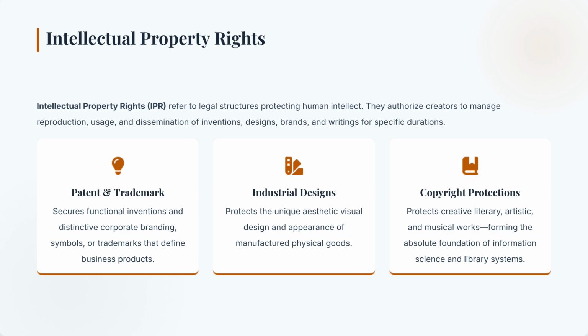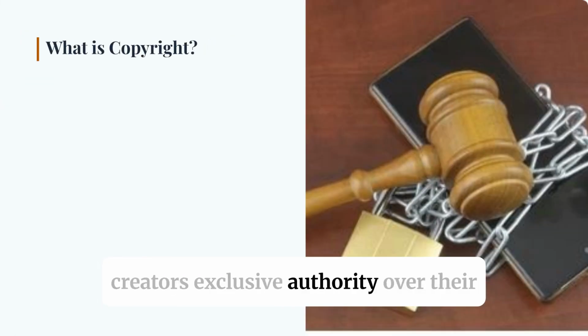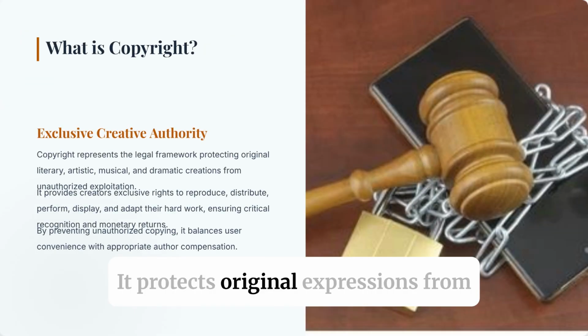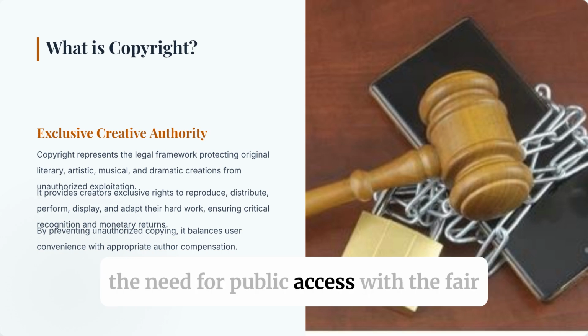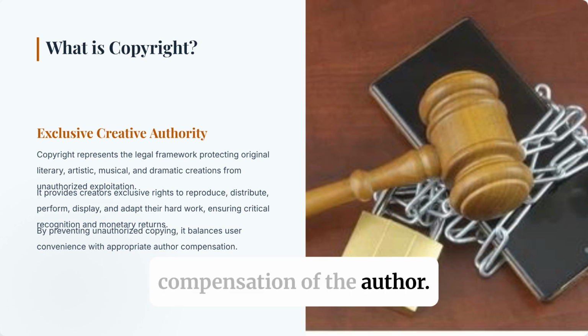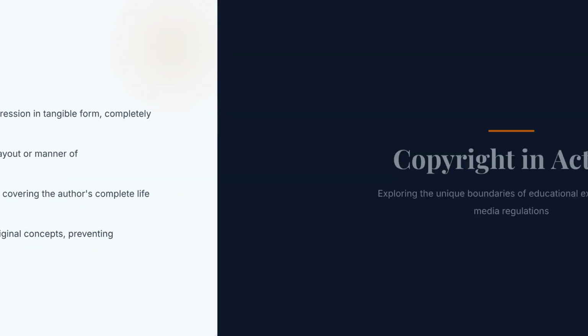Intellectual property rights encompass several legal structures. These include patents and trademarks for inventions and brands, industrial designs for manufactured goods, and copyright protections for artistic, literary, and musical works. Copyright is the framework that grants creators exclusive authority over their work. It protects original expressions from unauthorized exploitation while balancing the need for public access with the fair compensation of the author. Key features of copyright include automatic protection upon creation, a focus on tangible expression rather than just ideas, defined temporal limits, and the preservation of the author's moral rights.